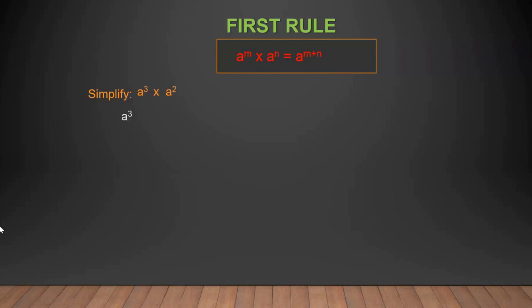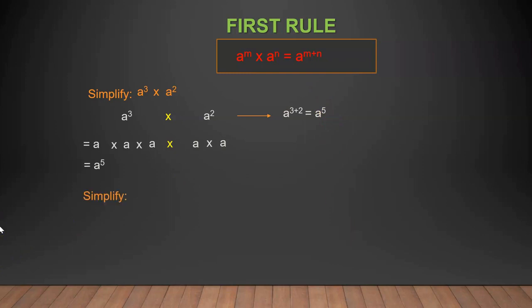Now, if you are asked to simplify a cubed times a square, a cubed means a times a times a. A square means a times a. So how many times can you see a? 5 times. So to follow the first rule of indices, you're going to copy the common base and then add the indices. 3 and 2, that will give you 5.